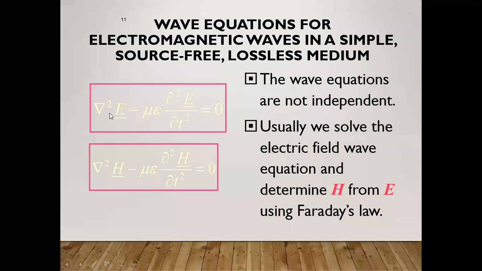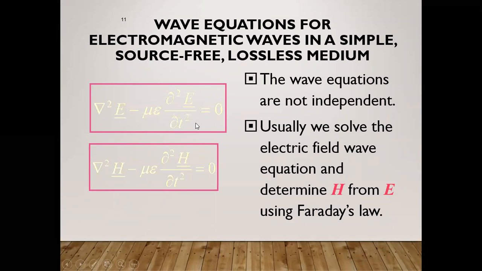So here, del will be del square of E. What we have done is separate out the electric and the magnetic. Okay, the wave equation. Usually if you are going to solve the electric field wave equation and determine the H and the E, that is possible with the help of Faraday's law. Okay, so how can we write that Faraday's law?